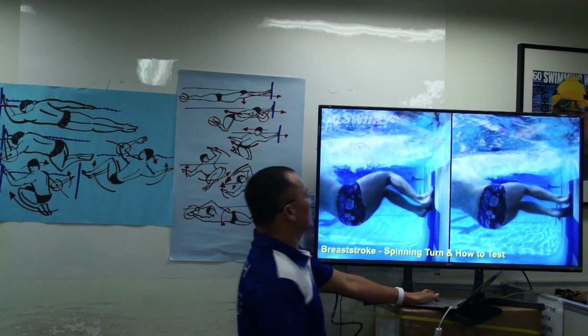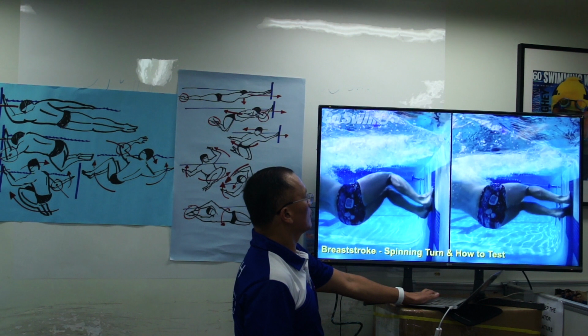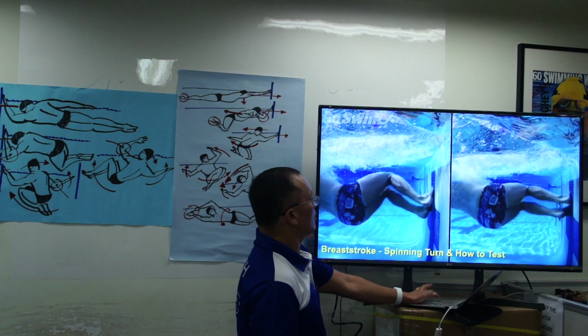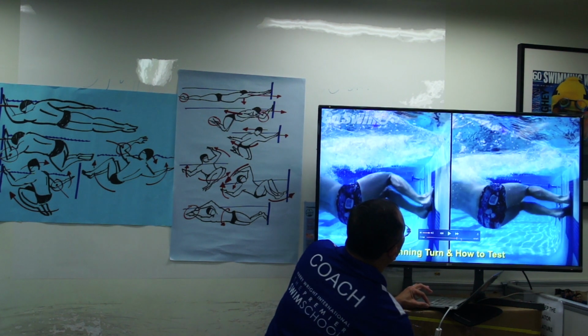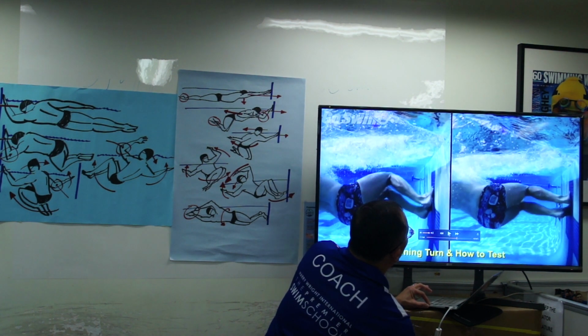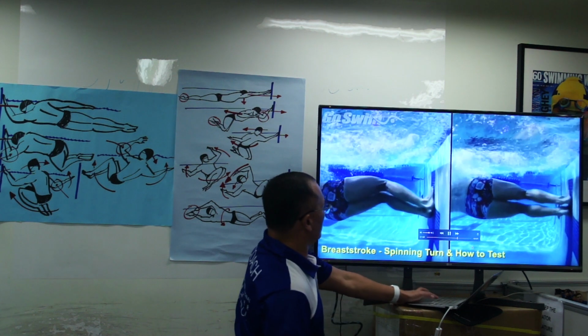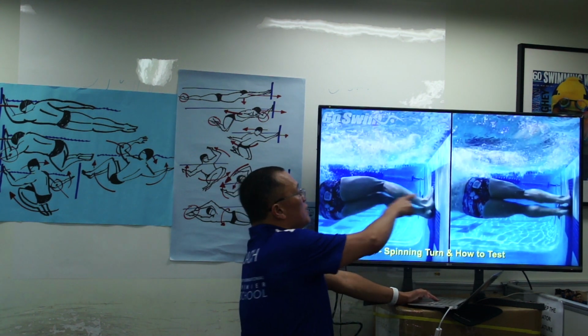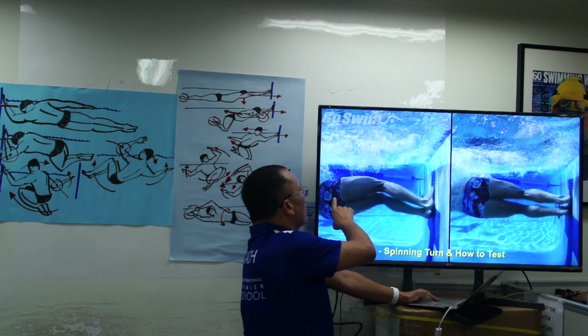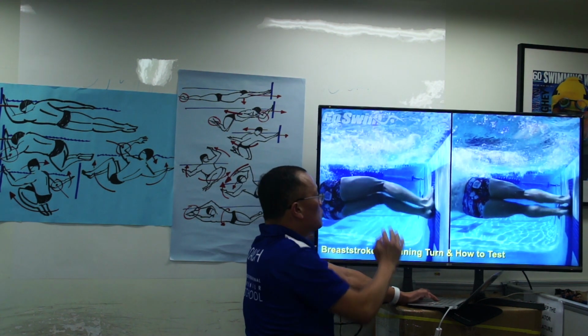So if you continue that, okay, there we go. Upon release, he's still on his side. He's not on his side. He still needs to add a little bit more rotation to it.